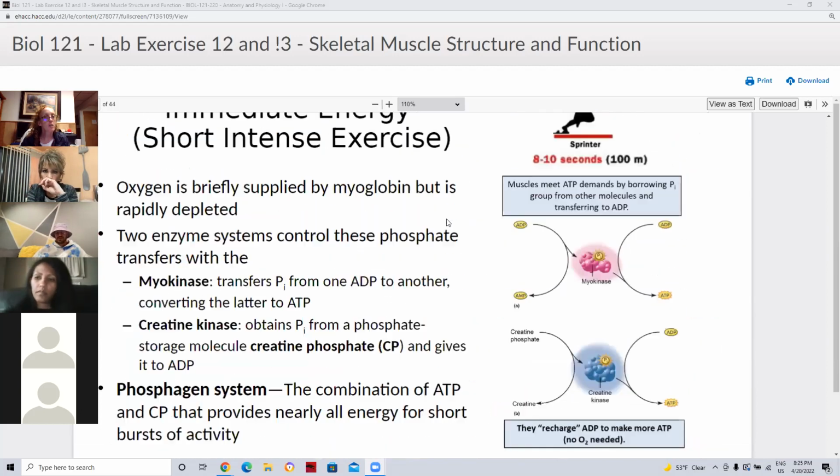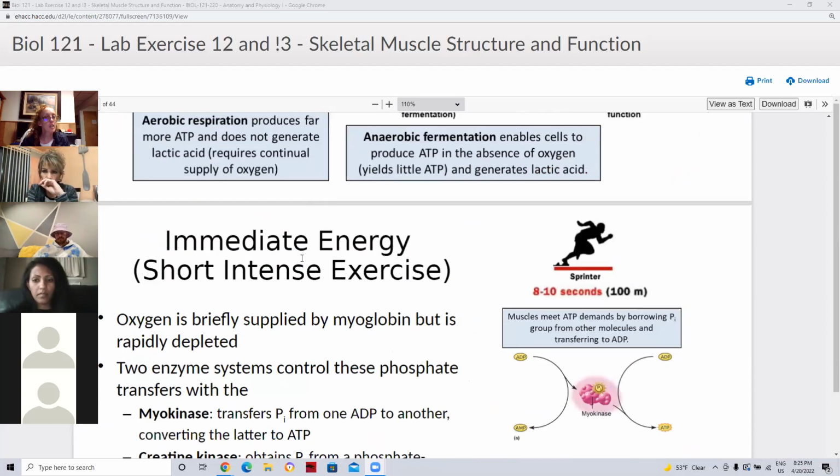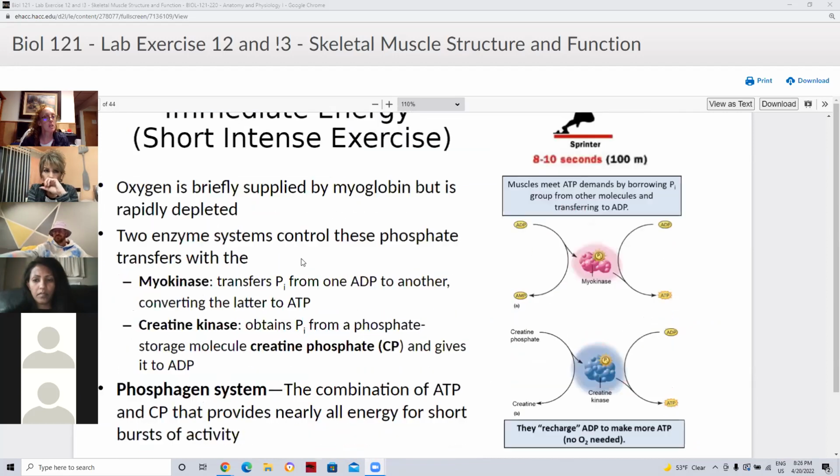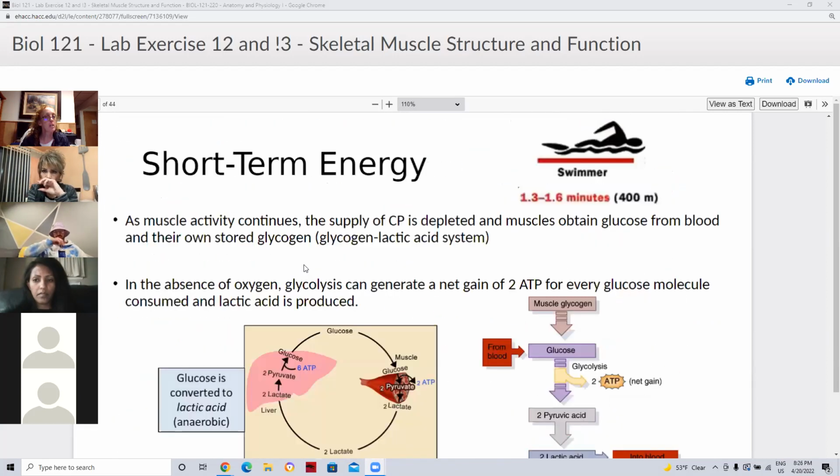So these two here, intense exercise and then short-term energy, is what we will do until the respiratory and the cardiovascular systems can supply enough oxygen to allow us to work with aerobic respiration and produce more ATP.